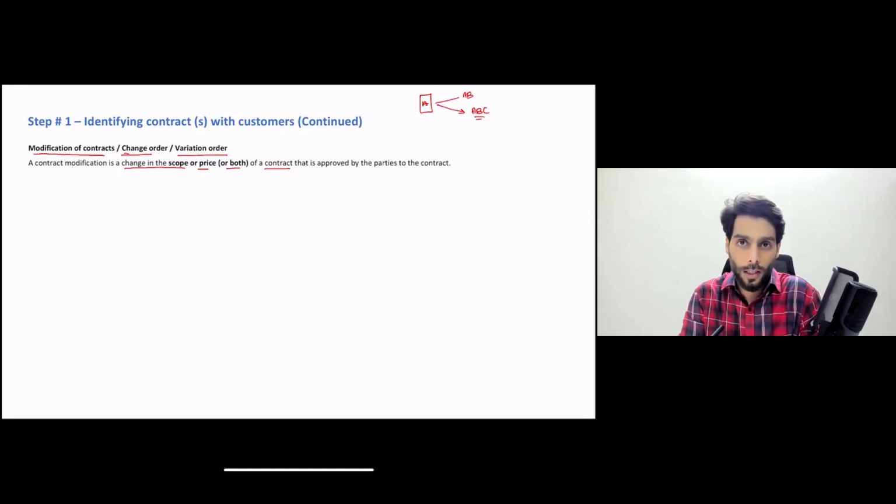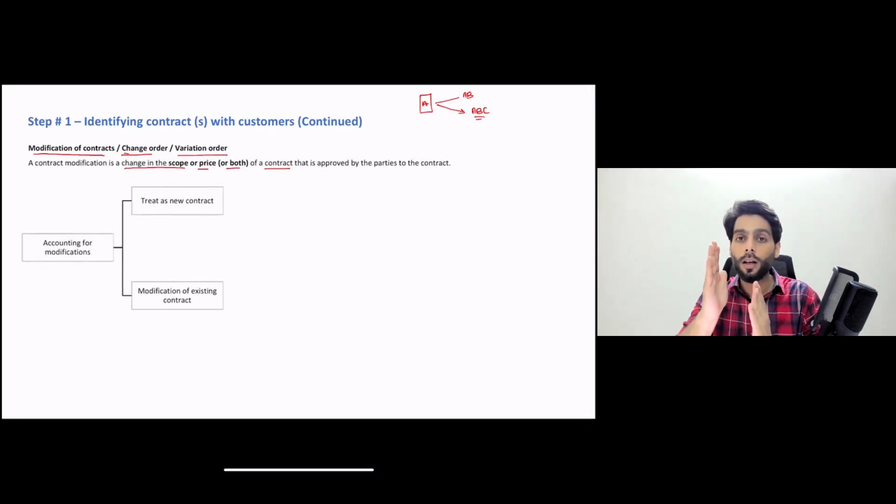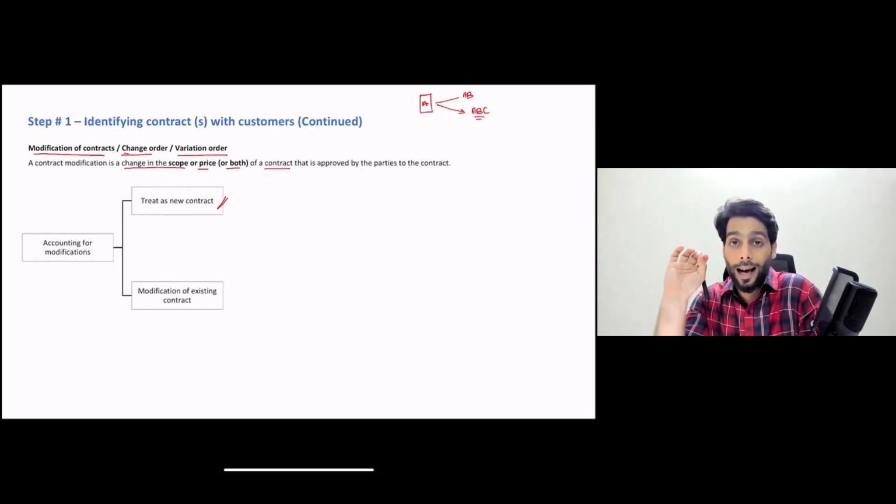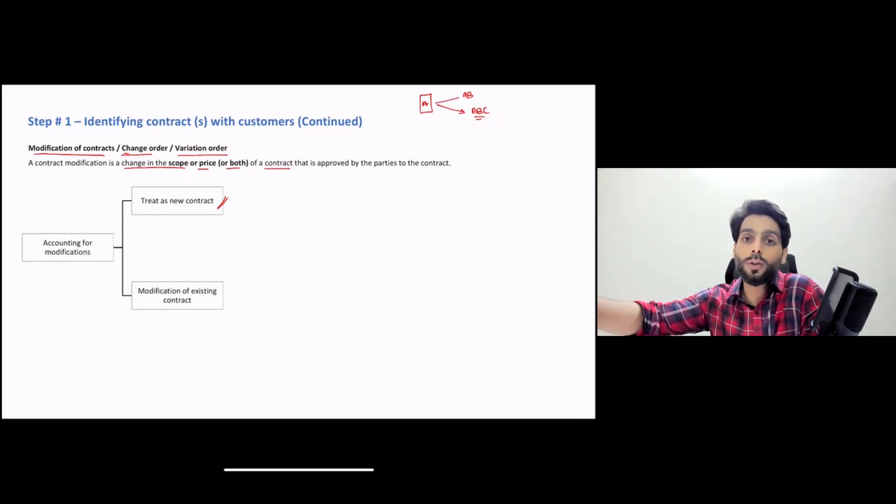Now the question in IFRS 15 is what to do when there is a change in contract, a variation in contract, a modification in contract. How do we account for such types of contracts? So my friends, there are basically two approaches in a modification scenario. How do you account for modification of contracts? There can be either of two solutions. Either the modified portion of the contract will be treated as a new contract. Number one, either the modification of contract will bring about a new contract.